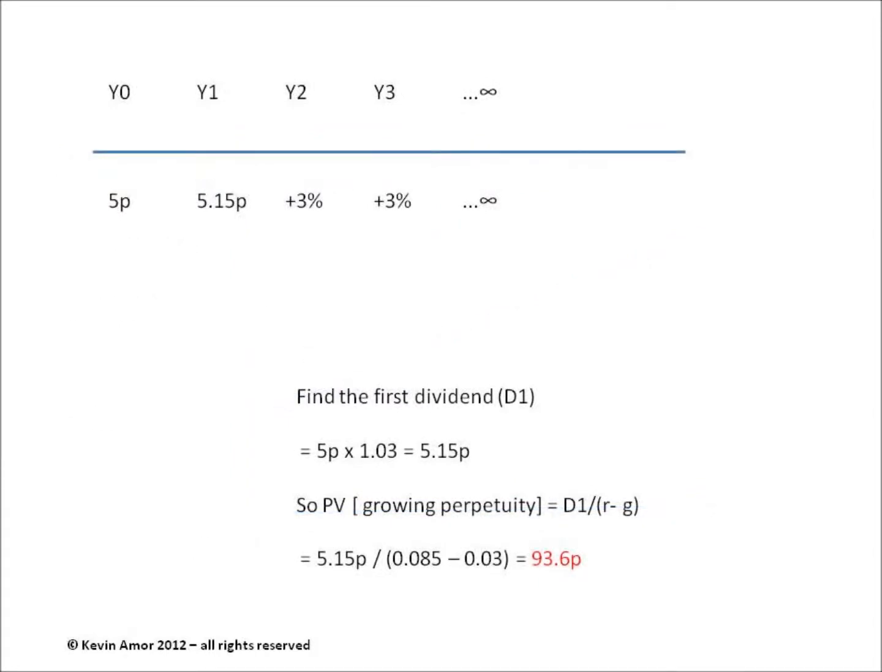So going back to our dividends, the present value of a growing perpetuity is given as D1 over r minus g. So it's 5.15 divided by the return, which we calculate as 8.5%, minus the growth rate, which is 3%. That gives us 93.6%.